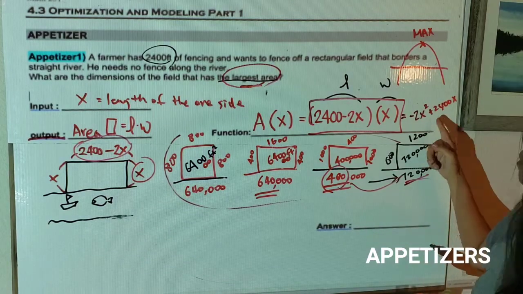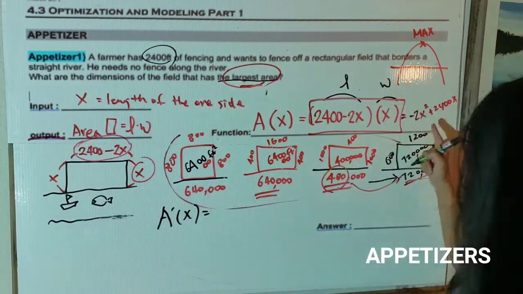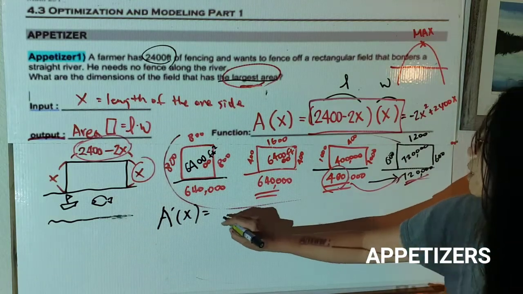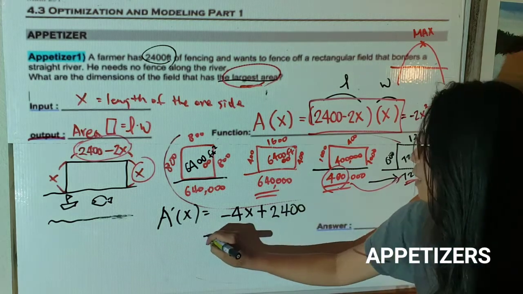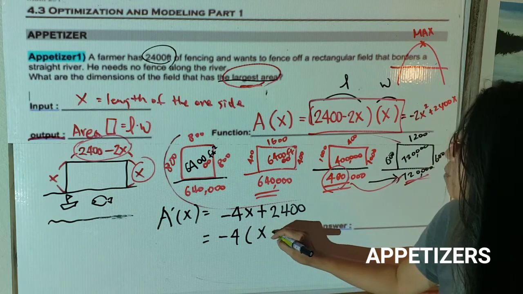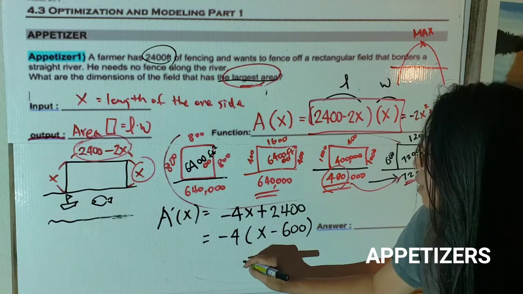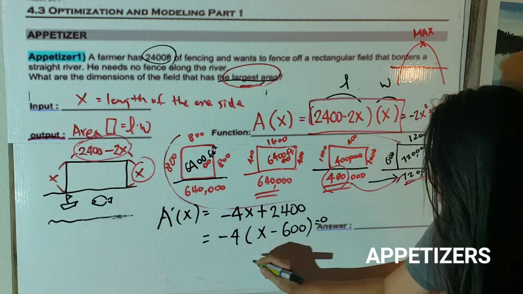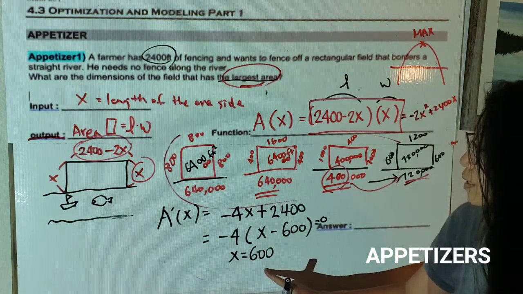So we are going to take a derivative of area, which will be easier than using the product rule. So let's do this one. Negative 4x plus 2,400. And let's factor out negative 4. And now I get x minus 600. So from here, if I set it equal to 0 to find the critical value, I see that x has to be 600. Then we need to check whether this is a maximum or minimum.